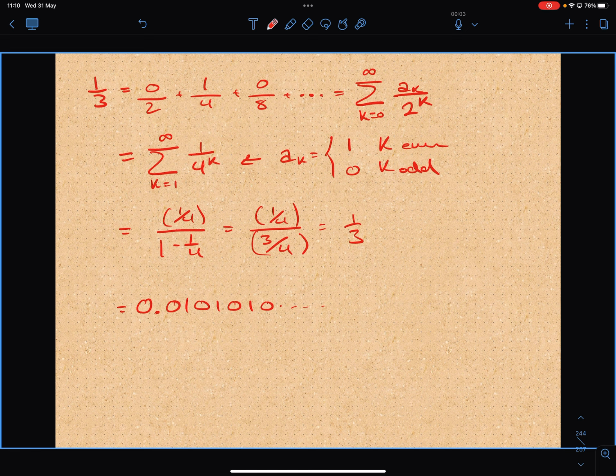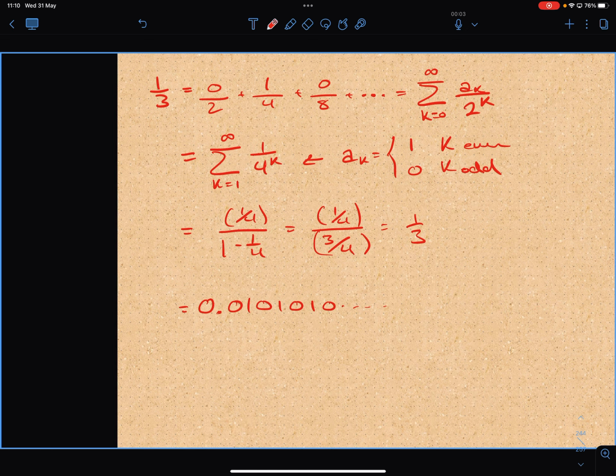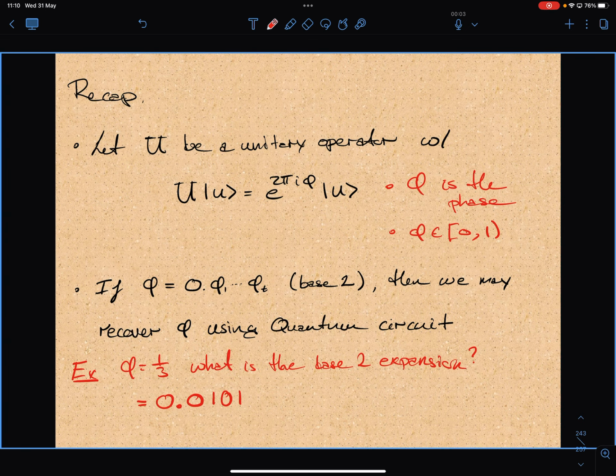The reason that I wanted to include this example is that it's a very simple phi between 0 and 1, a fraction in the typical numbers that we use, which doesn't have a terminating base 2 expansion. So this restriction to a terminating base 2 expansion is fairly restrictive, and it doesn't even cover the rationals. That's part of what I wanted to say.